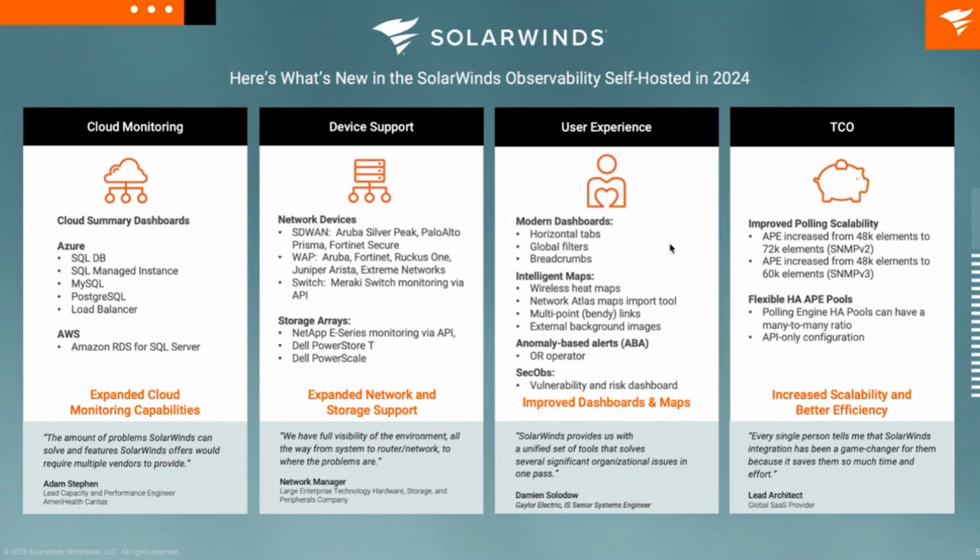For scalability, in that TCO, we're trying to increase for customers that are on our observability self-hosted offering. They now have more capacity within their additional polling engines, so they can scale up to higher levels of elements. So 72,000 for S&P version 2, 60,000 for S&P version 3, which is higher. We were at a 48,000 element count before, and so that's increased. And then we're making some pretty exciting changes around high availability and how we can create and modify the HA pools that we have out there. So Erik, let's go to the next slide.